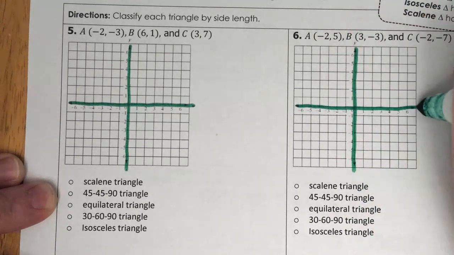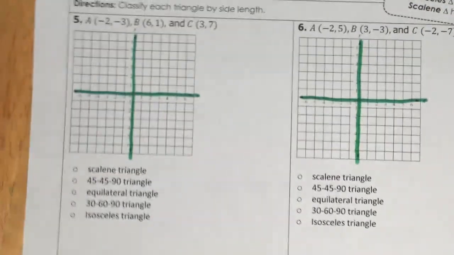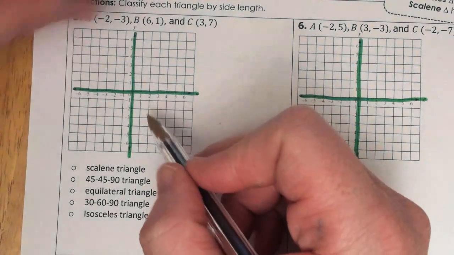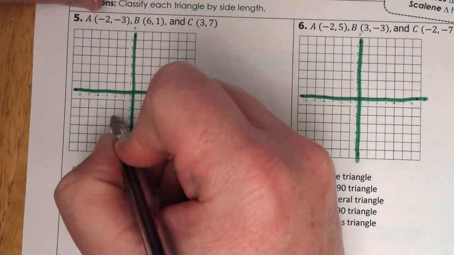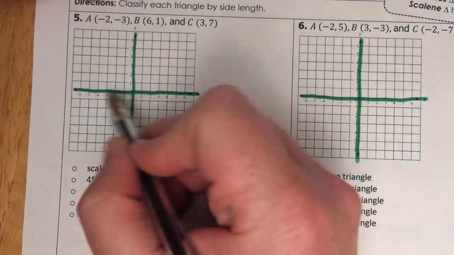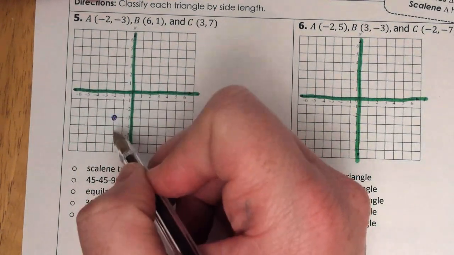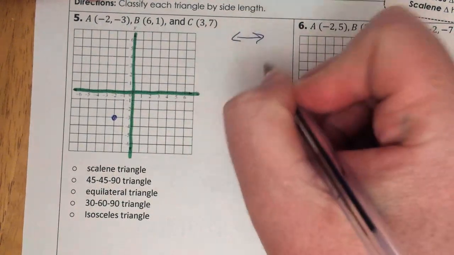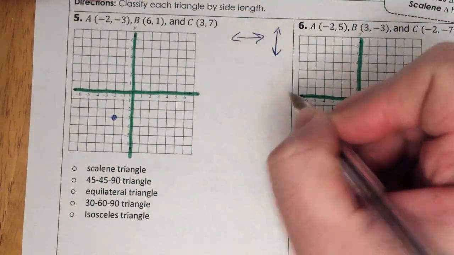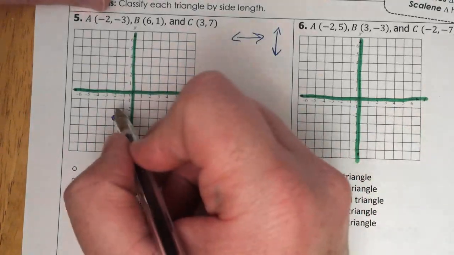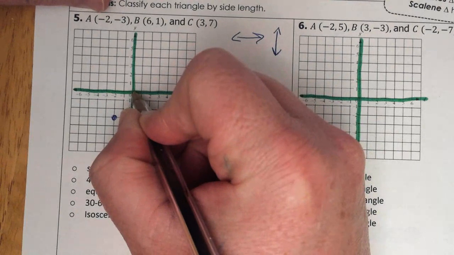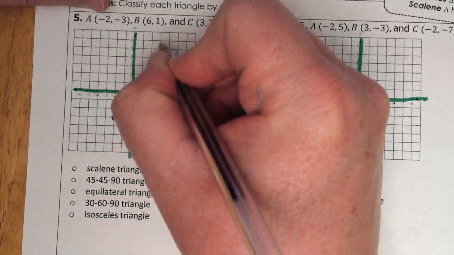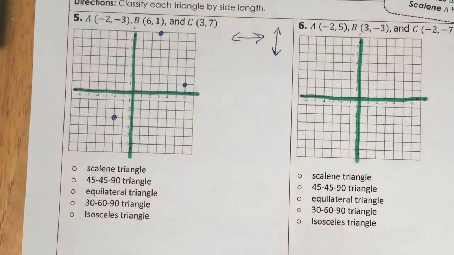Right there. Okay, sweet. And then the next thing we're going to do is we're going to plot these points. So we have -2, -3. So you go left or right first, then up and down. So you have to go this way first, then this way, okay? All right, so that is -2, -3, +6, +1, +3, +7. Okay, then we're going to take our straight edge and we're going to connect the dots.